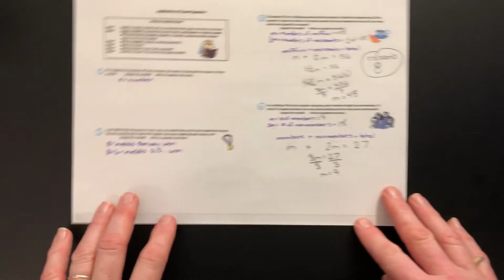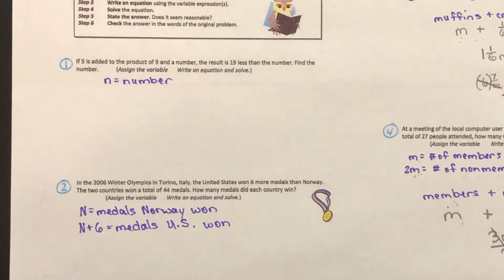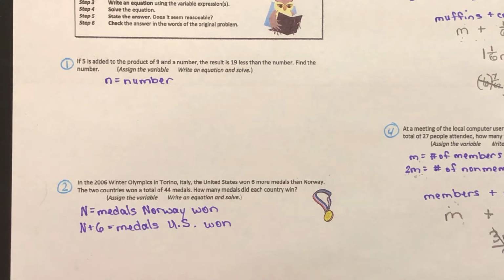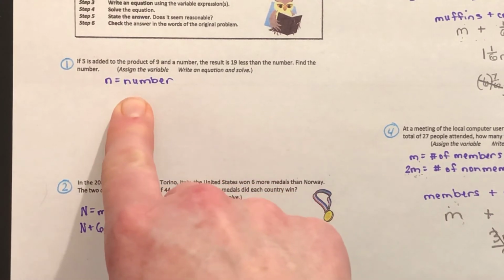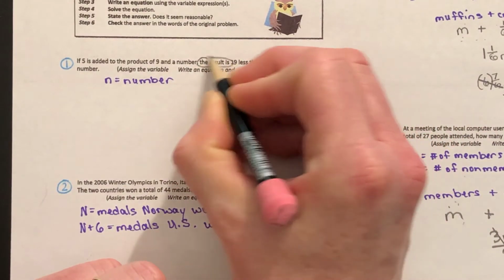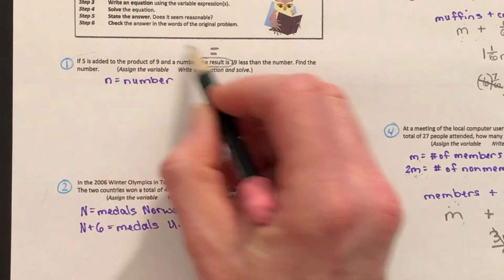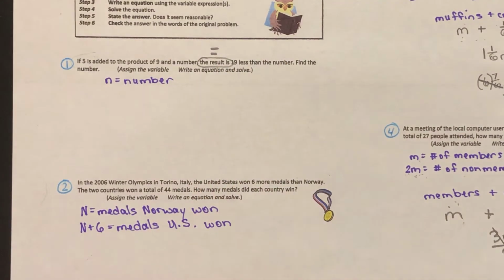Since we're on this page, let's go ahead and look at numbers 1 and 2. Number 1 is more your classical one that you've been working on. If 5 is added to the product of 9 and a number, the result is 19 less than the number. Find the number. So you just need the one variable because you're just looking for one number. The result is, that's your equal sign. So write that, your equal sign, and then write the rest. Then you'll have an equation to solve. And your variable is n.